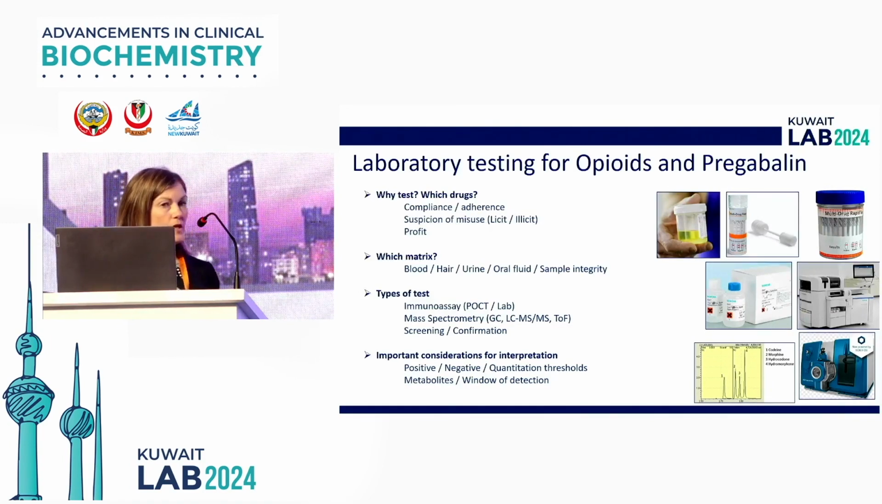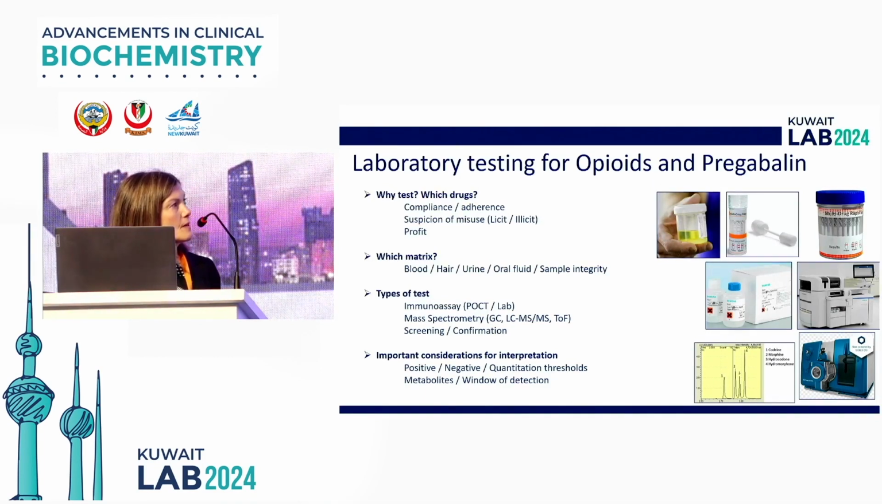You can test in blood, but that's usually a forensic lab that would test in blood. Hair is also usually a forensic sample. We wouldn't generally use hair as a matrix in the clinical lab. Urine is our main matrix in Leeds, although we have in the past offered oral fluid analysis, mainly for patients who are on rehabilitation programs and receiving OAT therapy.